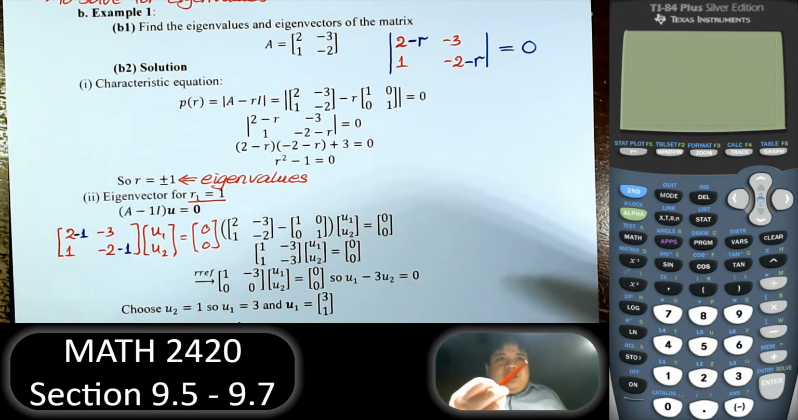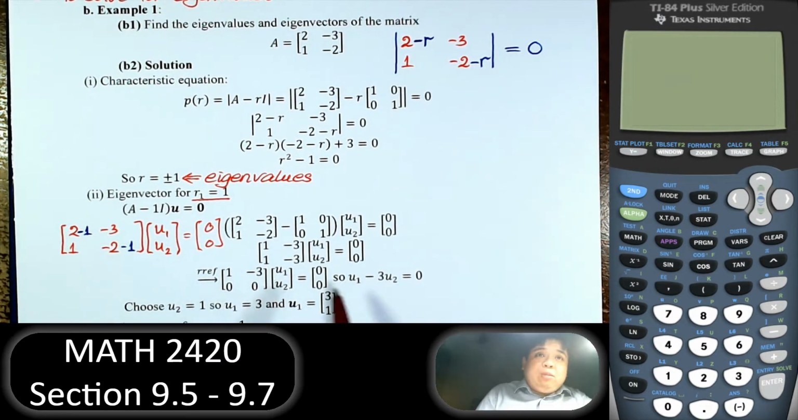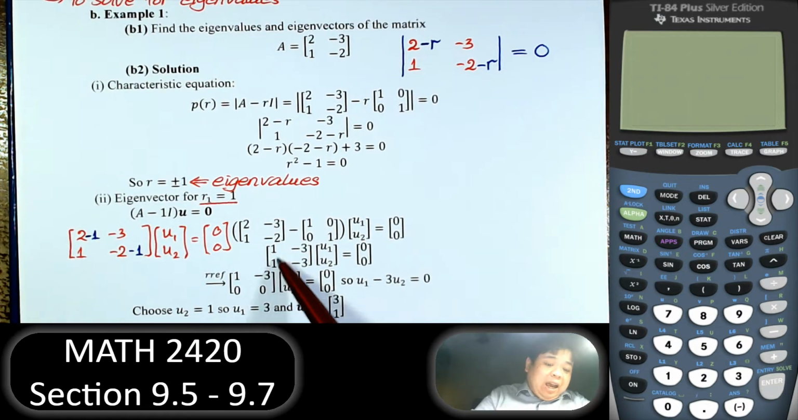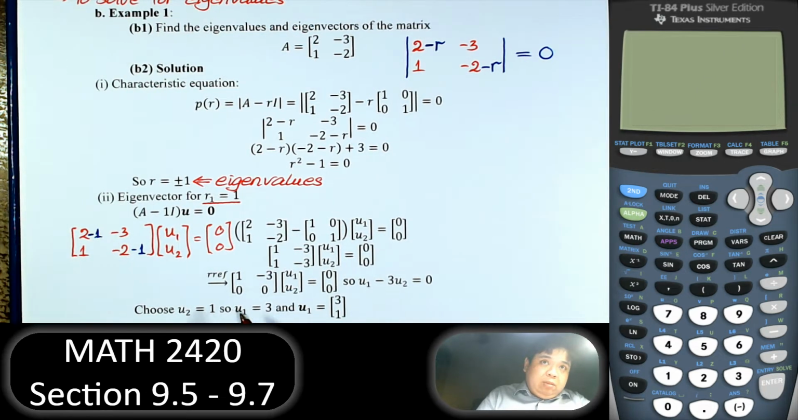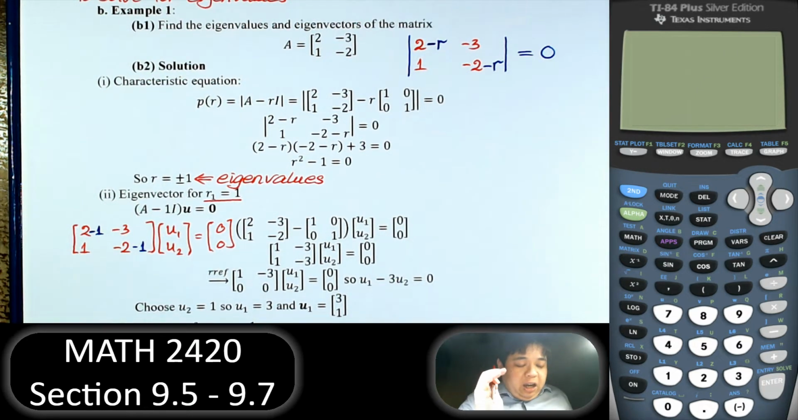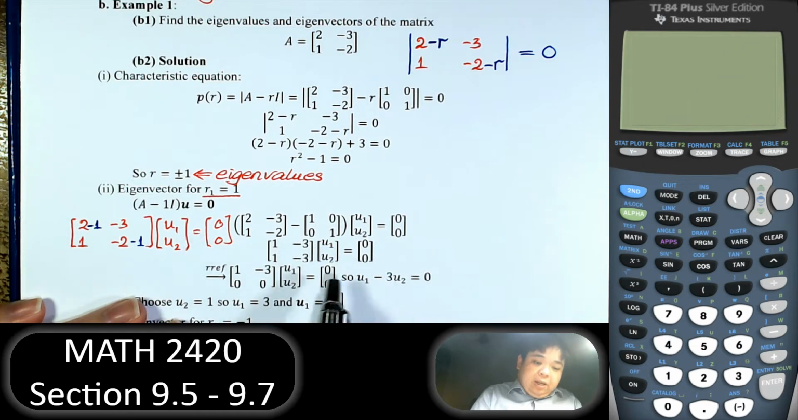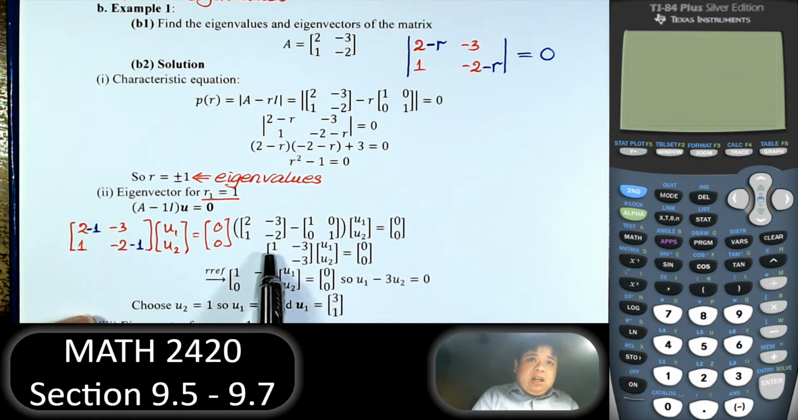Now, if this is a 2 by 2, this is easy. We don't have to do the reduced echelon form. Those two equations will be multiples of each other, so we can just take any of them. If the eigenvalue is correctly found, when we have a 2 by 2, we have two rows, and one row is a multiple of the other. Sometimes they are identical like this.